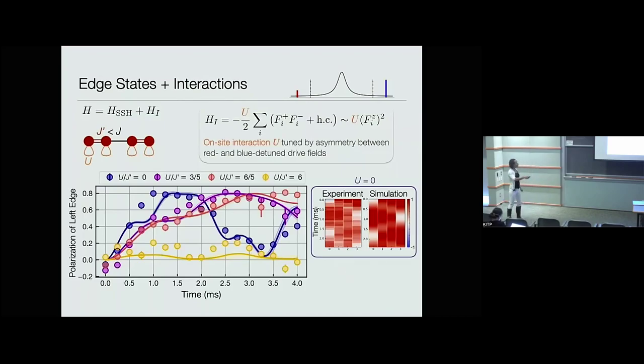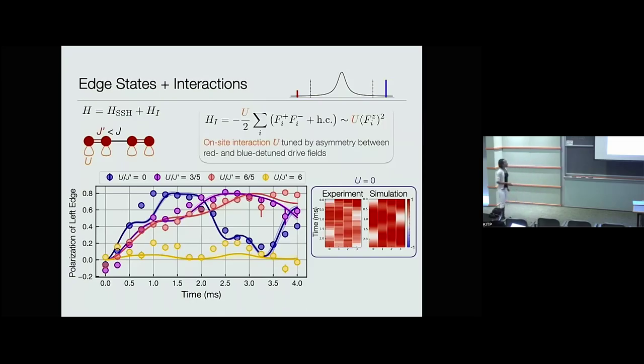But if we do that, so this is this blue curve here, and we start with some spin excitations on the left edge, then as a function of time, we see the spin excitations hop to the right edge and back. So this is an oscillation of the spin polarization on one edge that signifies the presence of these topological edge states, or that's consistent with that. And if one turns on on-site interactions, that oscillation is suppressed.